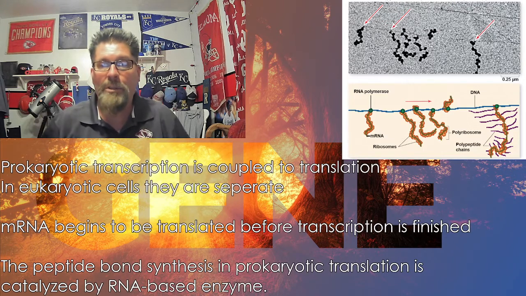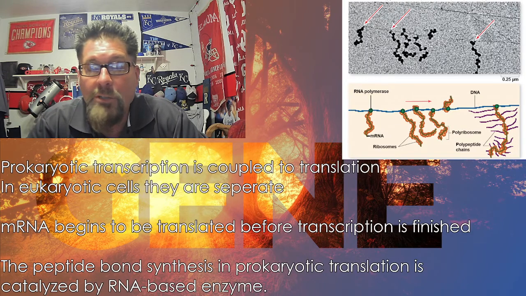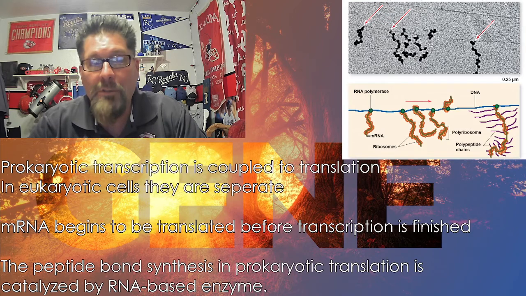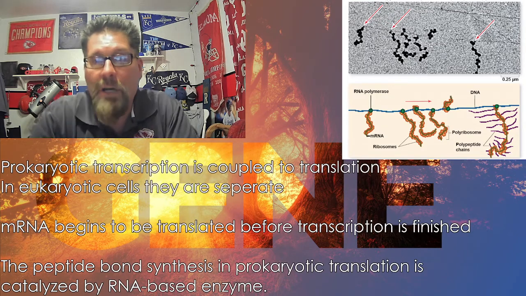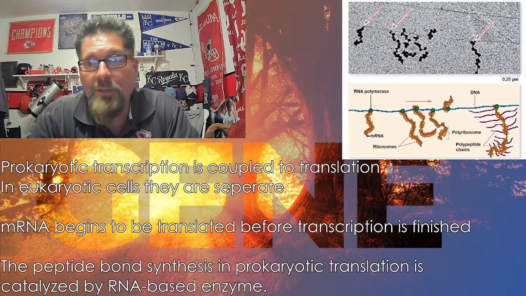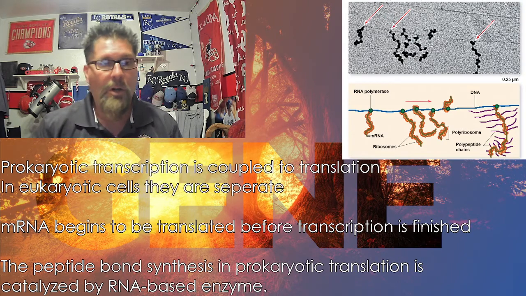So it happens in a simultaneous process, and of course that's different than us. Ours happens not only separately, but in different locations as well. The transcription happens in the nucleus, and the translation happens out in the cytoplasm. And you can see there the RNA-based enzymes, they're the ones that catalyze or get that translation started.